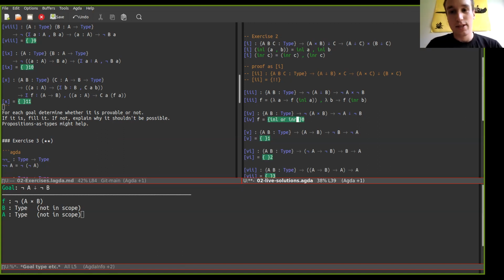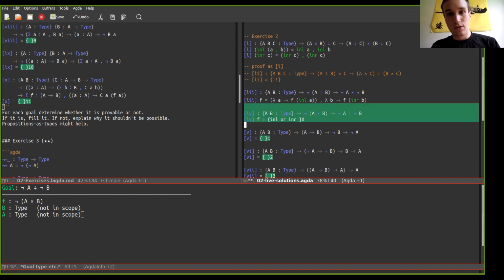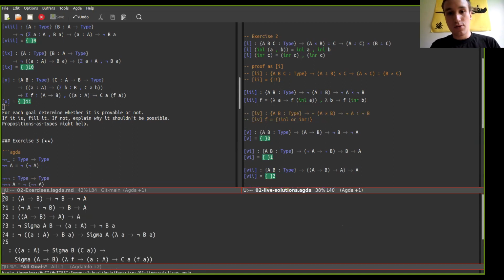Okay, let's move on. Was that a satisfying explanation for everyone? Or are there still questions about this? No? Great. Who thinks that 5 is provable? Yeah.